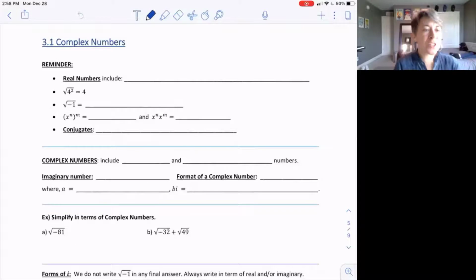Hi team, we're now ready to start section 3.1, complex numbers. Now, a few reminders before we start.